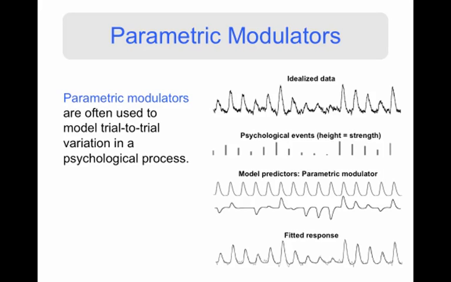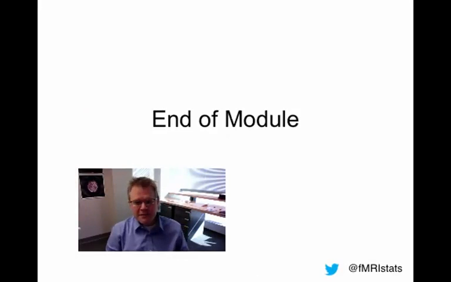If it is significantly different from zero, then we can assume that there is a trial-to-trial variation in the psychological processes. Okay, so that's the end of this module.